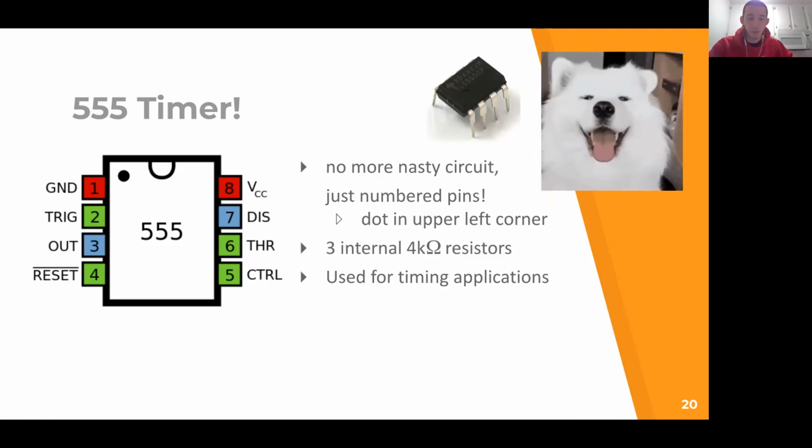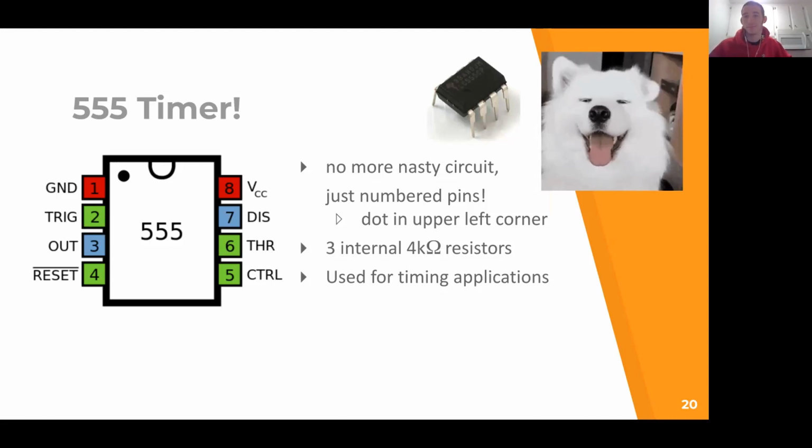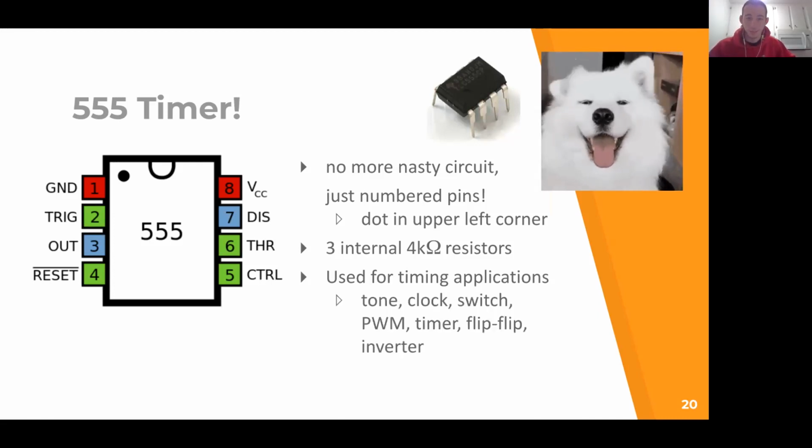It has 3 internal 4,000 ohm resistors. 5K ohm resistors, I'm sorry. 5,000 ohm, even better. Yeah, the 555 timer has 3 5,000 ohm resistors, and you use it for a lot of timing applications. So in a lot of ways, you can replace your delay function in your Arduino. You can use it for a clock, switch, for PWM, something like that. Anything where you use time to sort of space out what you want to do.